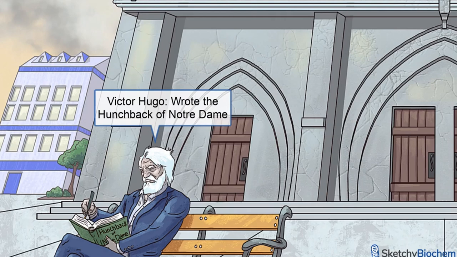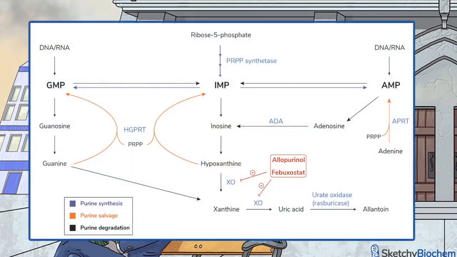Like Victor Hugo, we take a stand here at Sketchy Medical, but to raise awareness on the importance of recycling purine nucleotides, at least so you can ace your exams. We spend all this effort making these nucleotides, so it's probably worthwhile to recycle them. We shall not let no purines go to waste. As we go along, we'll draw arrows on the wall of the Notre Dame Cathedral to match this diagram, showing the actual purine degradation and salvage pathways.